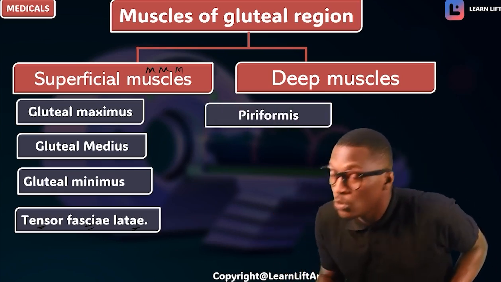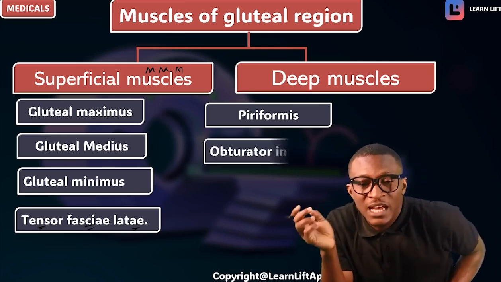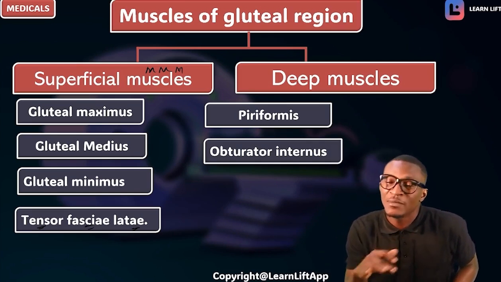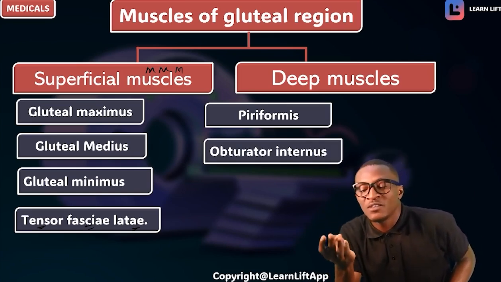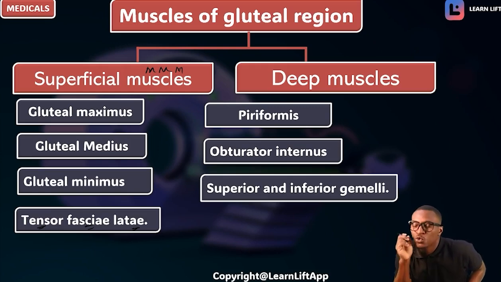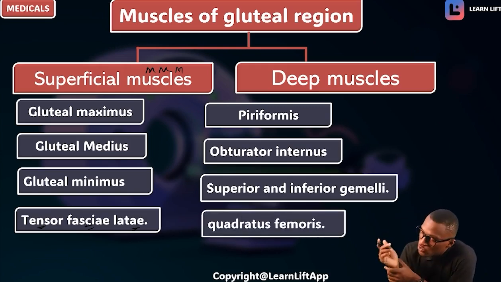So the first one is what to call the piriformis muscle. After that, the second one is the obturator internus. Obturator internus is what divides the gemini into two. So with the next one, we're going to have the superior gemini and the inferior gemini. And the fourth one is the quadratus femoris.